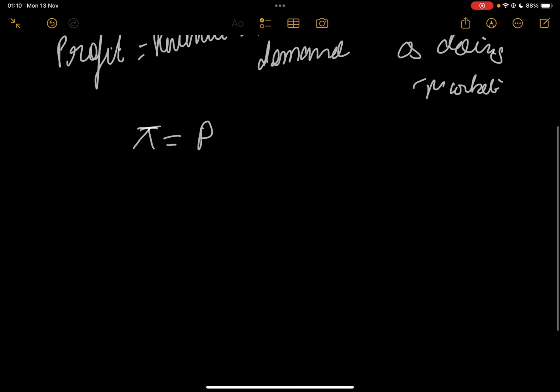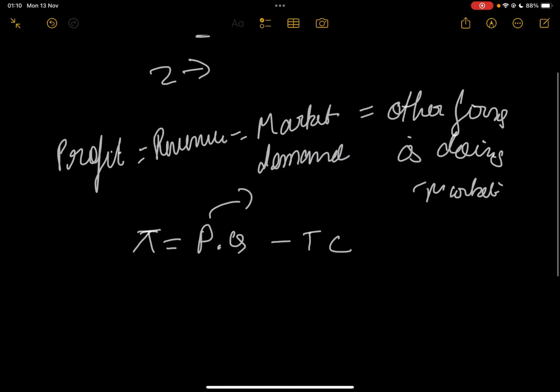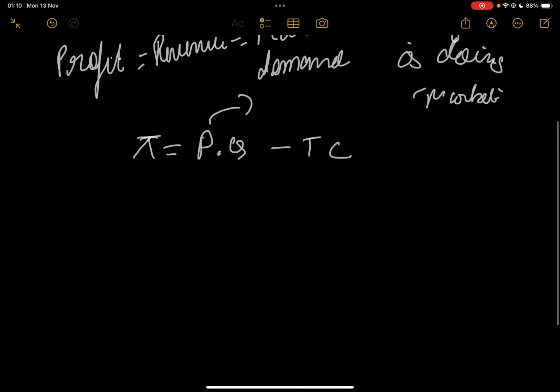So, as we know, the profit, denoted by pi, is equal to price, sorry, it's price into quantity minus the total cost. So this is the market price and the quantity produced by both of the firms, or the 3 to 4 major firms in the market.